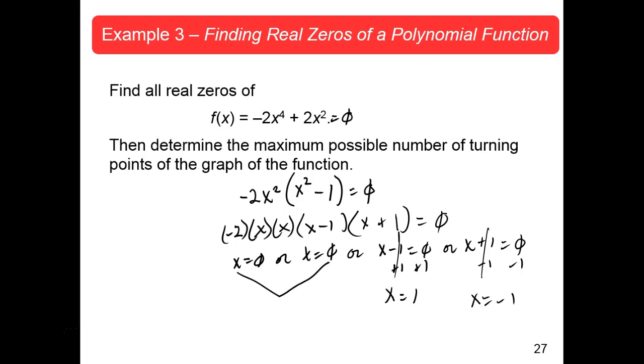So the maximum, okay. Find all the real zeros. We got it. Now determine the maximum number of turning points. What do you think that's going to be? 3, one less than your degree. Okay? So the max turning points is going to be 3. Okay?